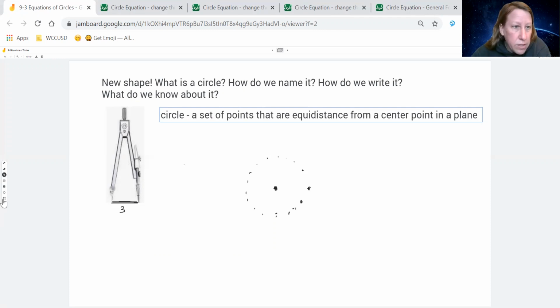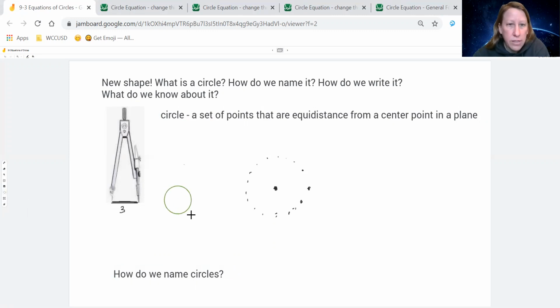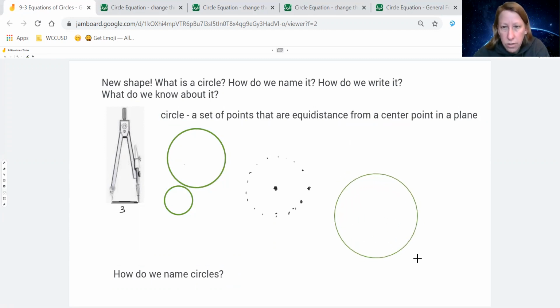How do we name a circle? How do we name circles? Okay, what that means is in geometry, if you're going to write about circles in a textbook, how do you know I'm talking about this circle and not this circle? Ooh, green. Or this circle. How do you know I'm talking about this one and not this one and not this one? How can I say, hey, look at the circle? And then you say, I don't know which one you're talking about, Miss Bliss.